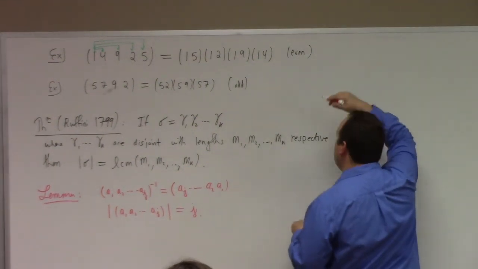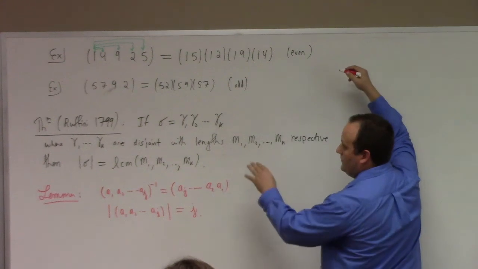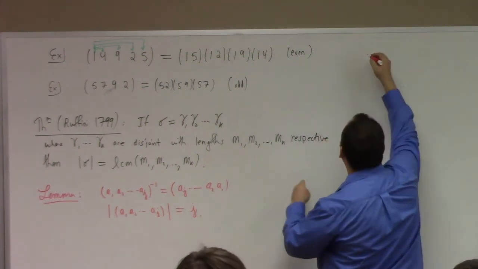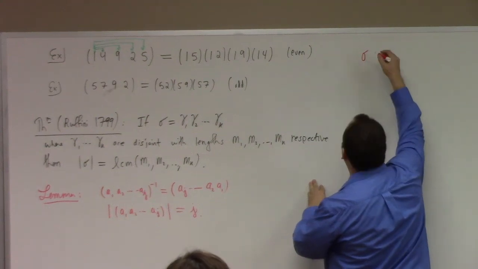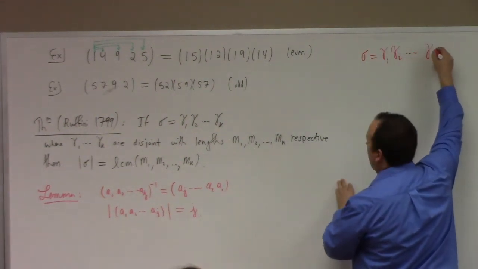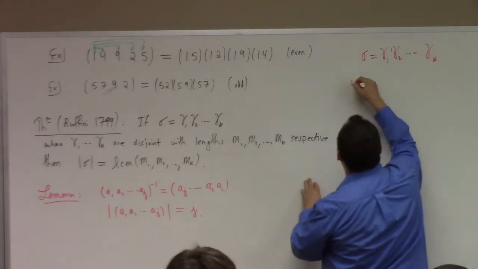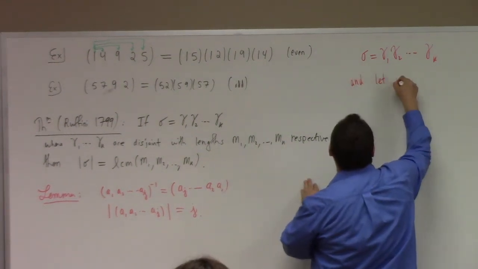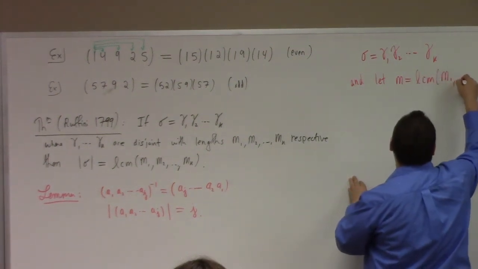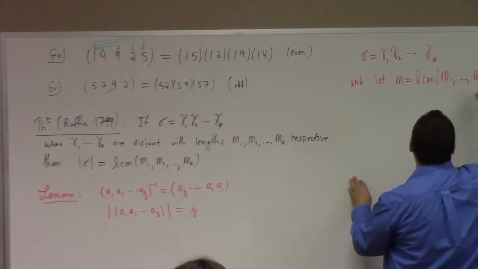So, to prove this, what do I need to do? Suppose you got sigma as advertised. And let m equal the least common multiple of m1 through mk, right?